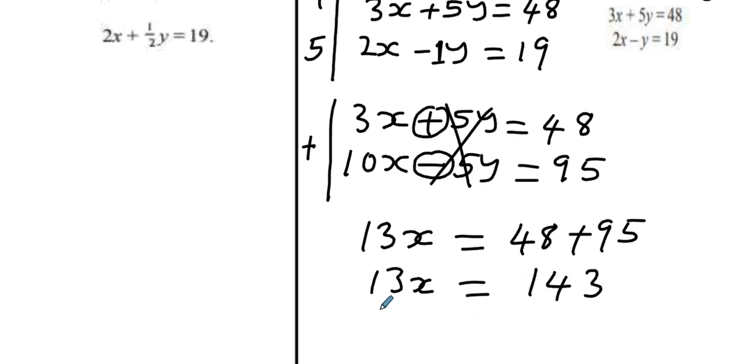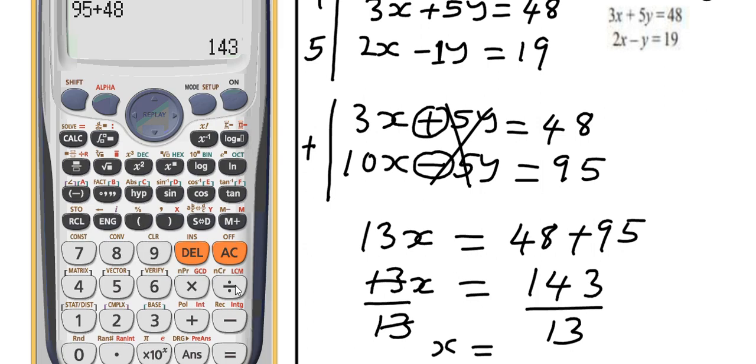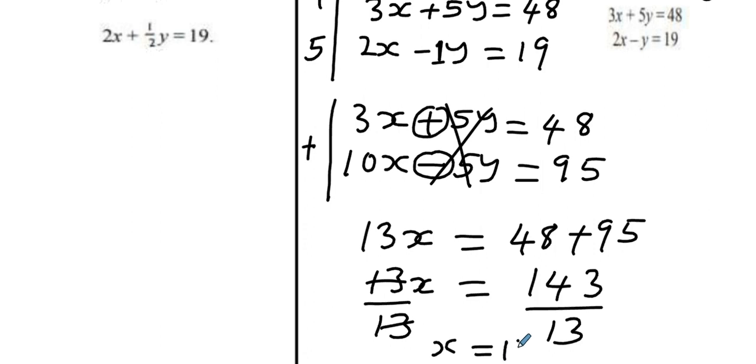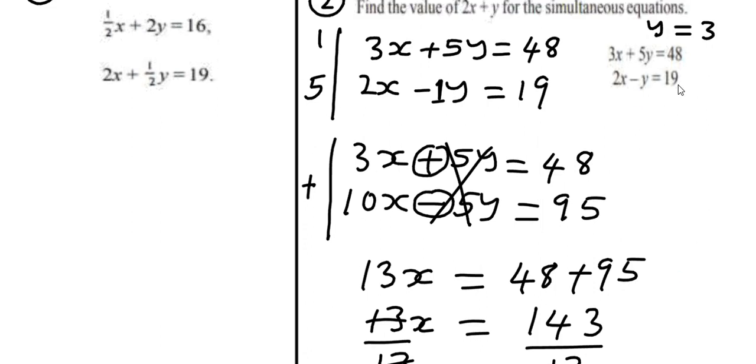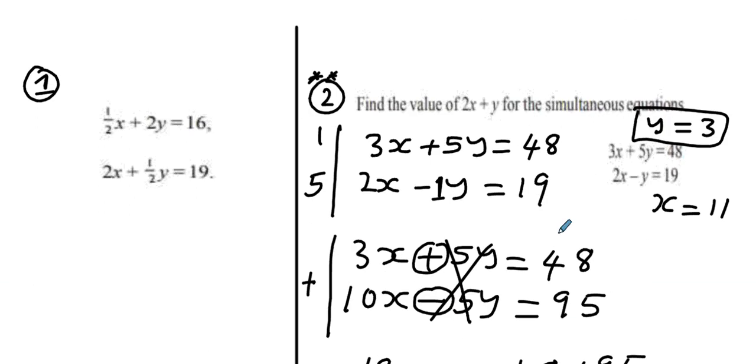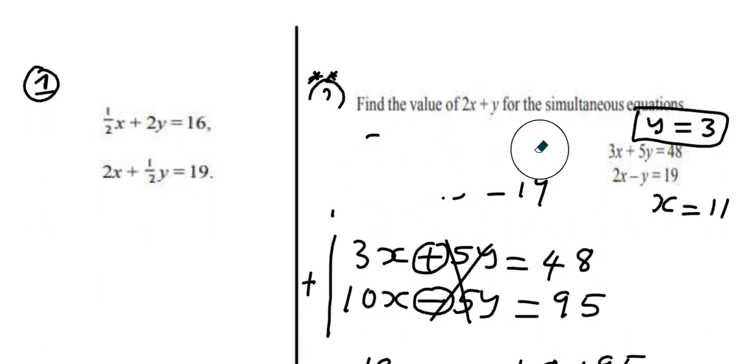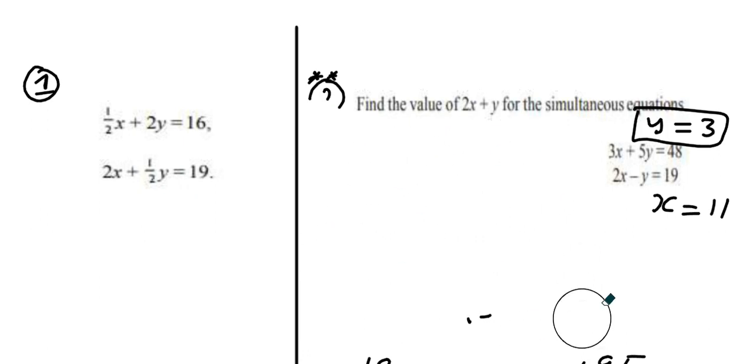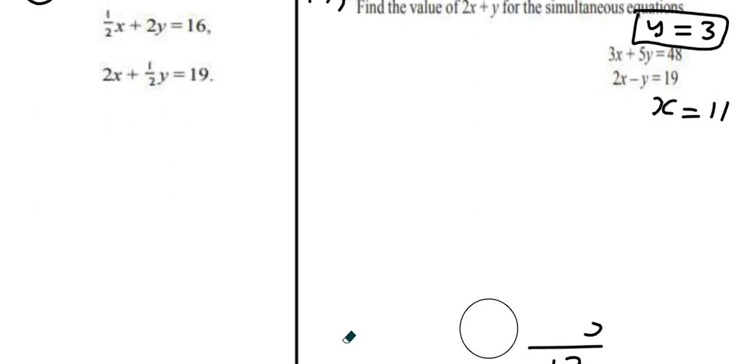143. Now to find the value of x, we need to divide by 13. X will be equal to what? Divided by 13, we got 11. See that? So x is 11. So y is 3 and x is 11. Okay, so what is next? I can use a calculator to check my answers, but because of time, let me just proceed to the question.